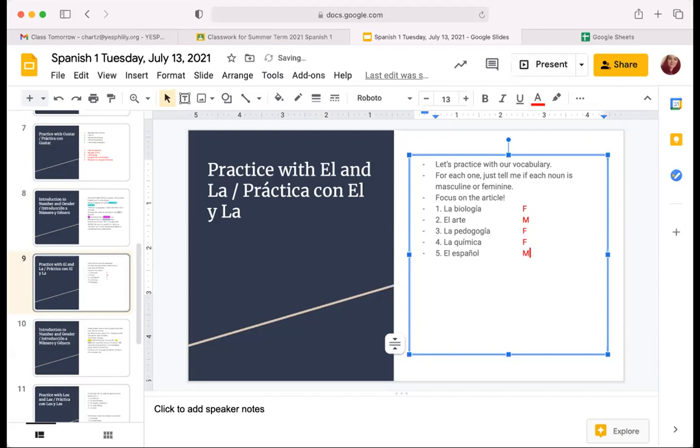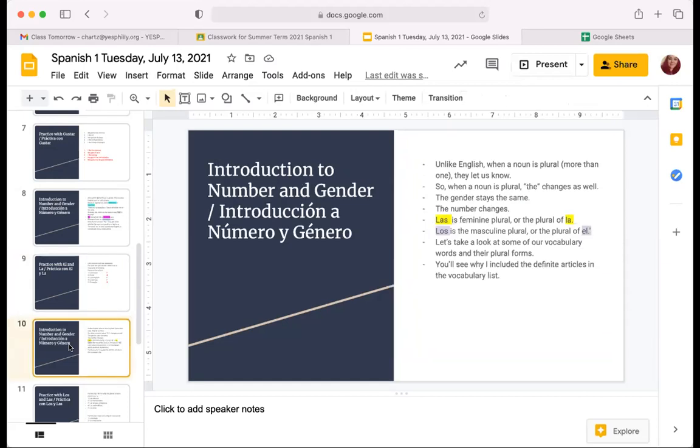Yeah, so that part's really easy. Most Spanish textbooks, when they give you vocabulary, will put el or la at the beginning. That way you know. So that part was pretty simple.